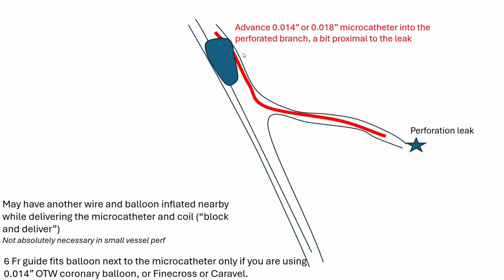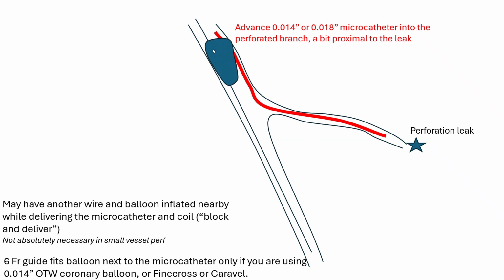Now, while you're delivering the microcatheter and the coils, you may have another wire and balloon inflated nearby proximally to control the bleeding. This is not absolutely necessary in small vessel perforation, just because the bleeding and the leak may be slow enough to allow you to do all those maneuvers without having a balloon inflated to control the bleed. And you need to know sizing.